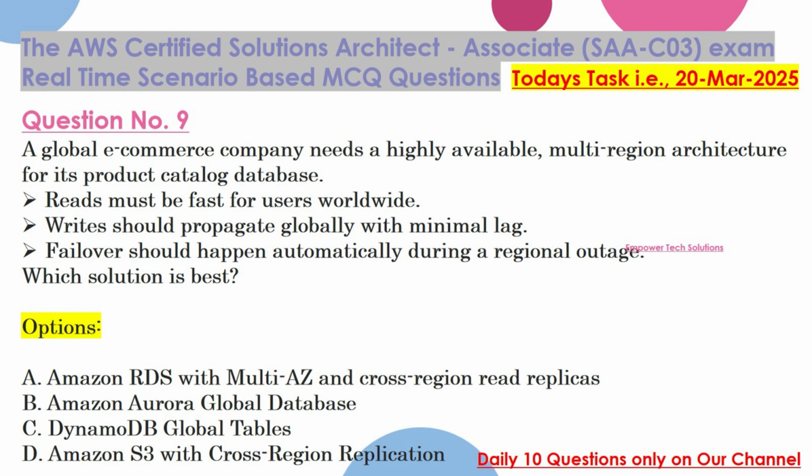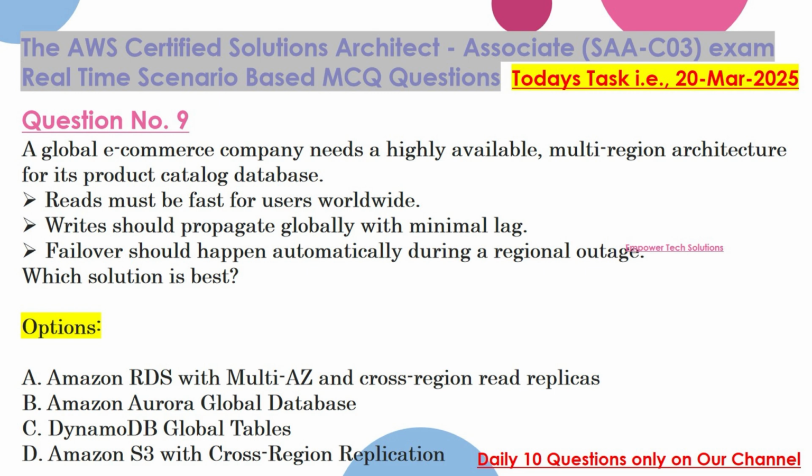Question 9. A global e-commerce company needs a highly available, multi-region architecture for its product catalog database. Reads must be fast for users worldwide. Writes should propagate globally with minimal lag. Failover should happen automatically during a regional outage. Which solution is best?